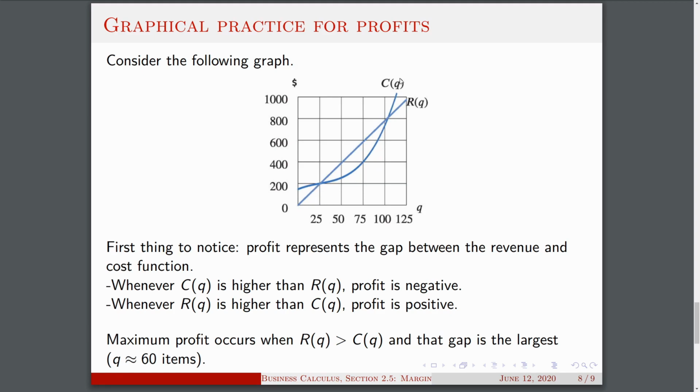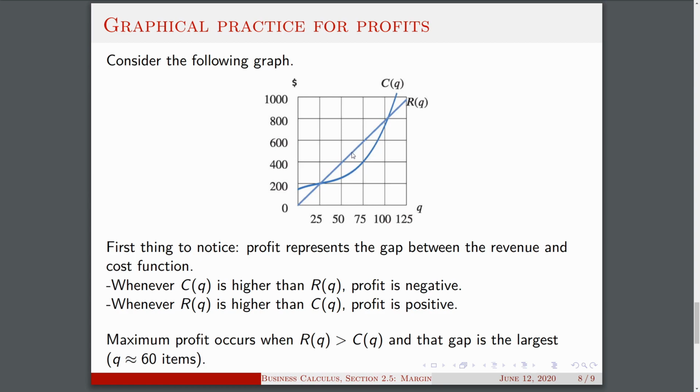Okay, let's think about what's going on here. So I'm going to give you two ways to conceptualize the profit from this. Because we're not actually graphing the profit function, we're going to graph the revenue and cost functions on top of each other and visualize profit from the relationship between their graphs. So remember that profit is revenue minus cost. So profit is really this distance between the two curves.